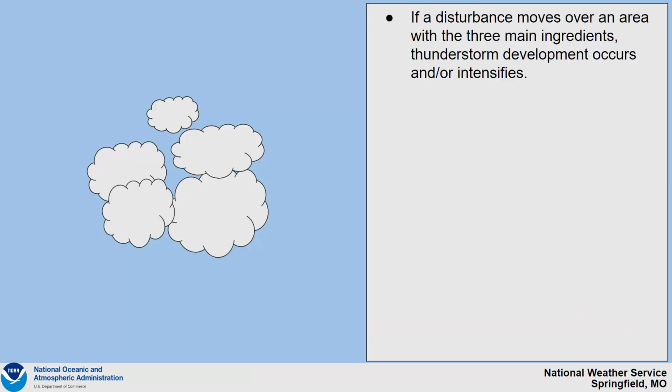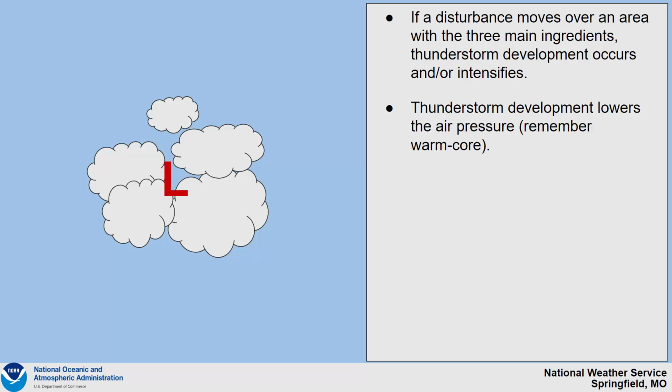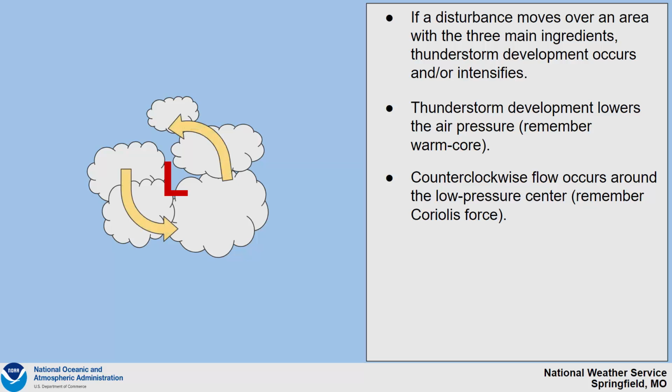So, as I have been hammering home, if one of these disturbances moves over an area with warm waters, moist air, and weak wind shear, thunderstorm development occurs and/or intensifies. Thunderstorm development lowers the air pressure, remember our warm core process. The low pressure creates counterclockwise flow around the low pressure system. And remember, this only occurs when the Coriolis force is present, which isn't true at the equator.